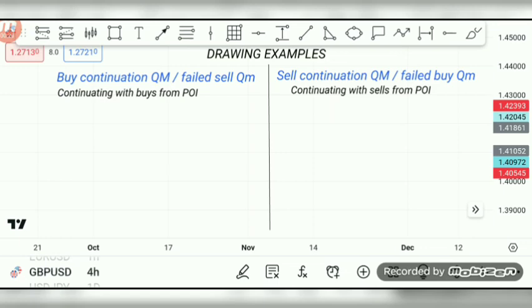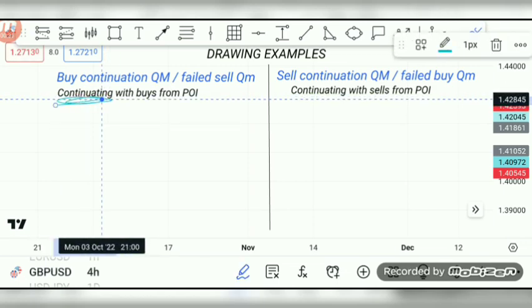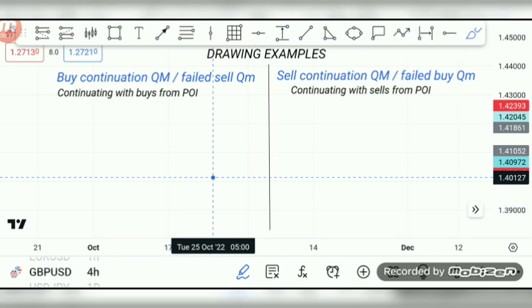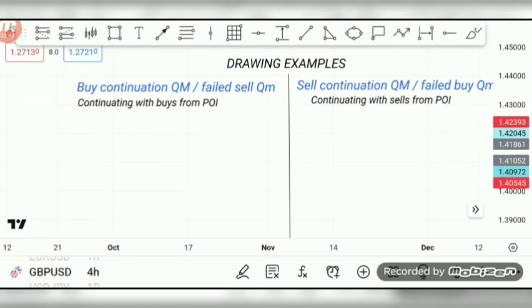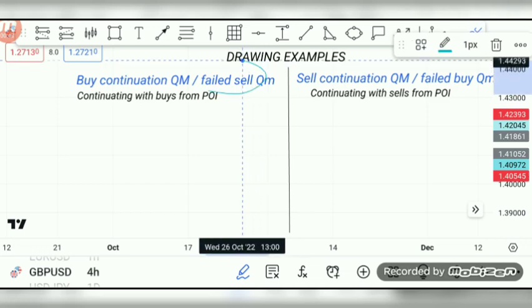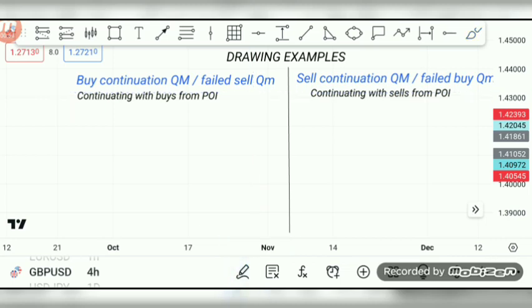We are going to be looking at continuing with our buys from our POI. So we already know our POI is where we are looking at the market change from. So this is aka failed sell QM. Okay, it's a failed sell. Failed sell, that means we're supposed to sell but we failed. It failed out and it didn't sell.